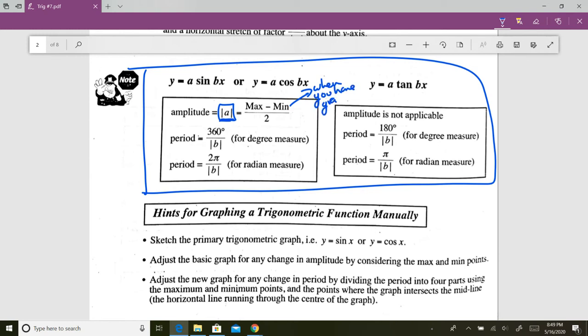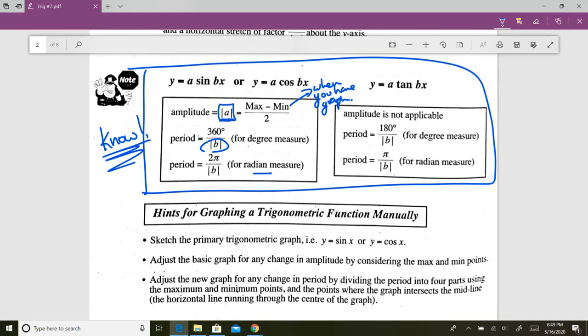And you'll see that the next step is we're going to be given a graph and we have to generate the equation. The period is 360 over the absolute value of B if you're in degrees, or 2 pi over the absolute value of B if you're in rads. Normally I would tell people that they need to memorize this, and you should if you're going on. But again, COVID, you have access to all these formulas.